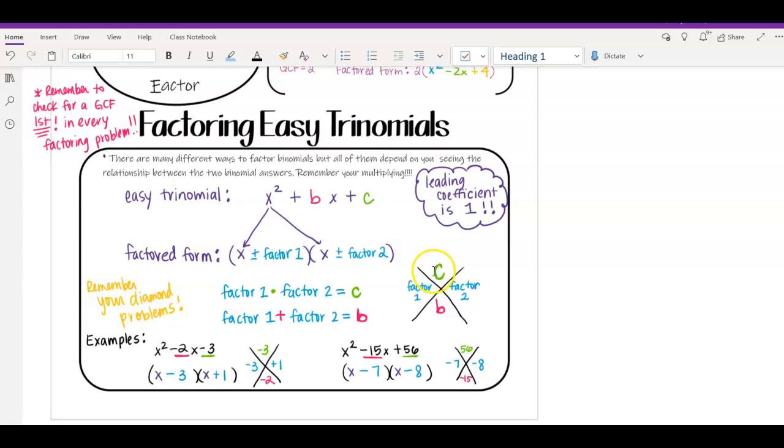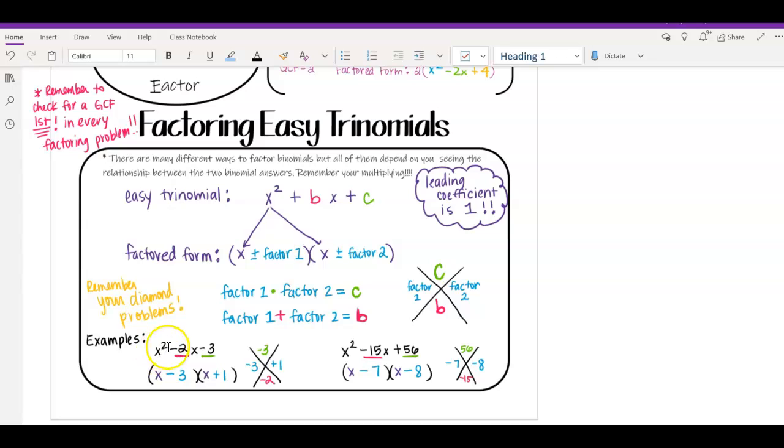If you take the C value and put it in the top of your diamond and the B value and put it in the bottom of your diamond, you're trying to figure out what are my two factors that multiply to C and add to B. So here's a couple of examples for you.